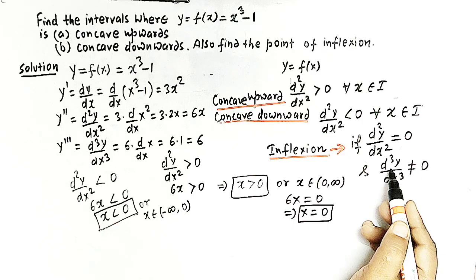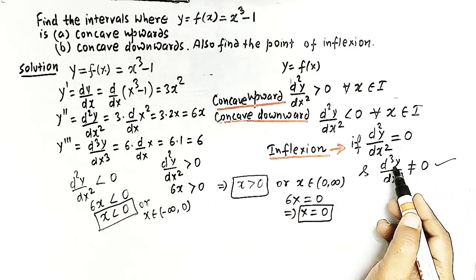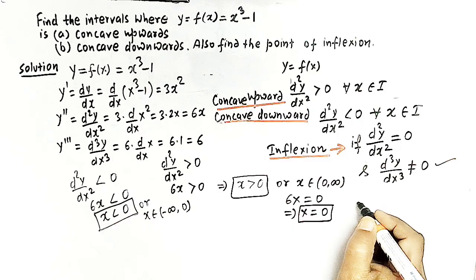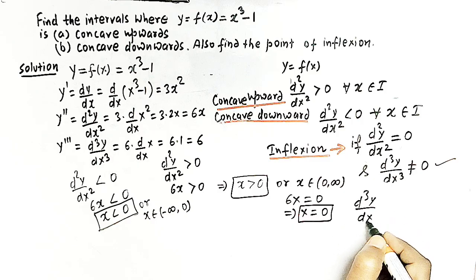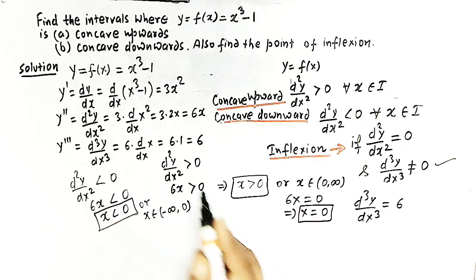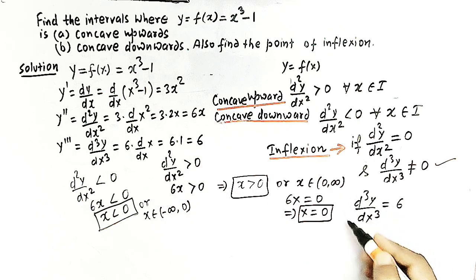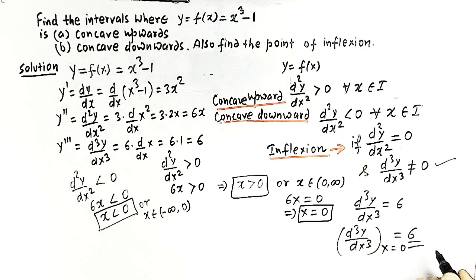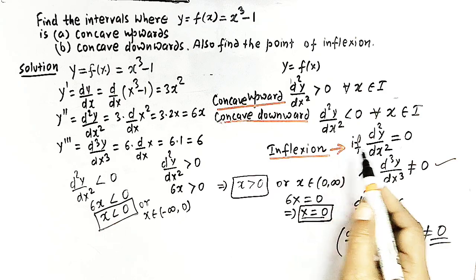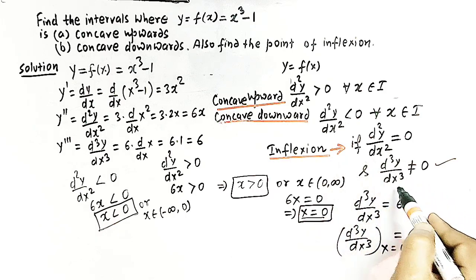So now let us see this condition, that is the third derivative should not be equal to 0, and here the third derivative is equal to 6, right? So the third derivative is independent of x, right? So it doesn't depend on the values of x. So the third derivative at this point, that is x is equal to 0, it remains 6, and this is obviously not equal to 0, right? So this point x is equal to 0, it satisfies these two conditions, right?